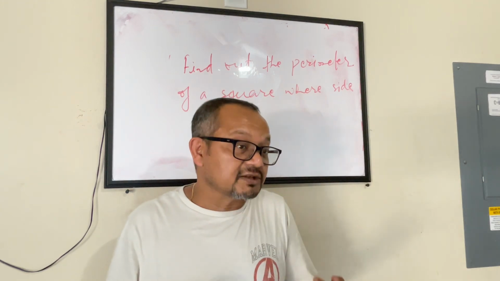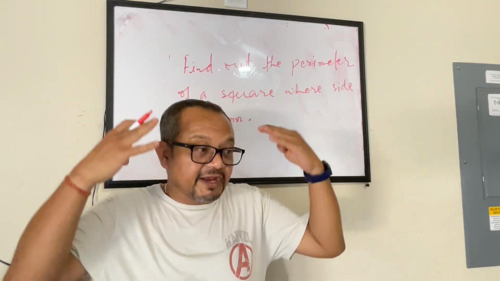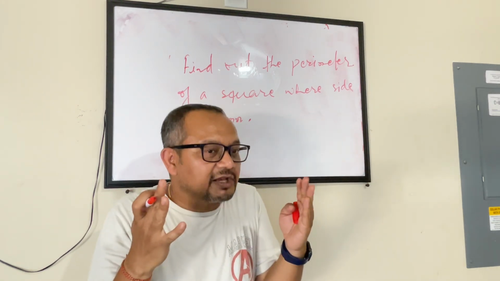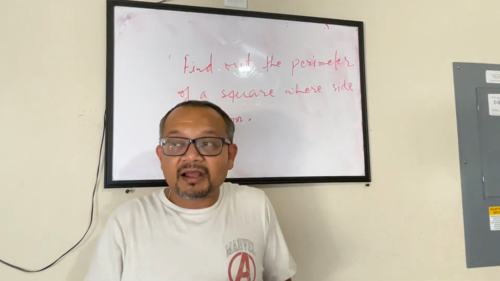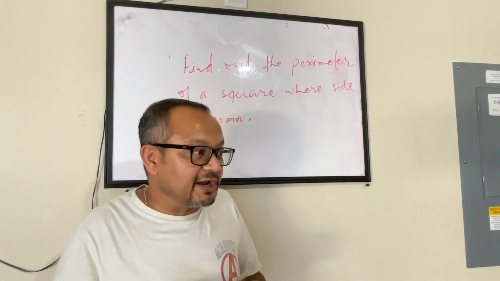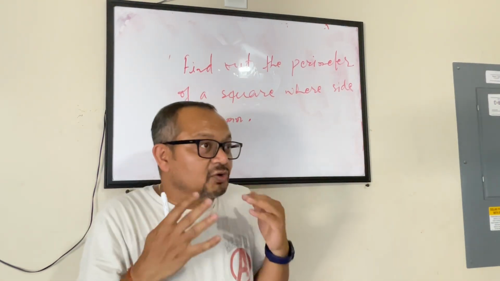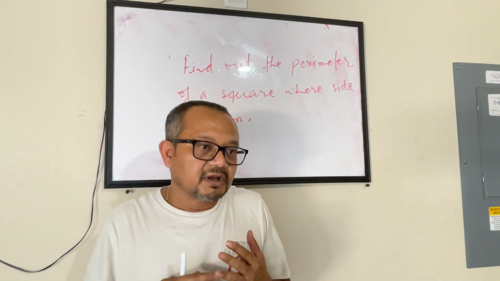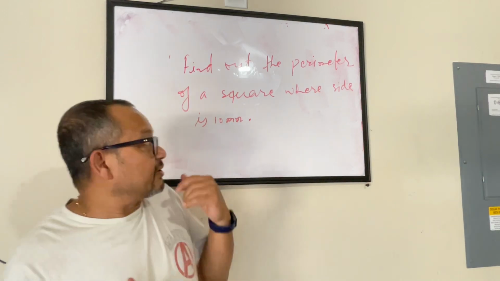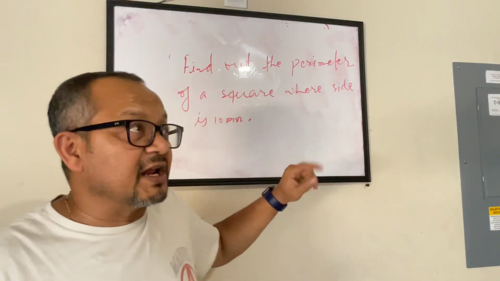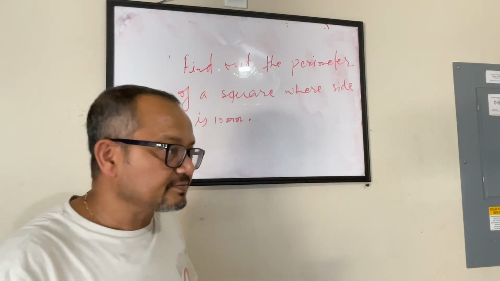Sammy, did you get the same answer? Okay. So again, I'm just trying to relate. I know it might sound a little boring to you guys who already know it, but what I'm trying to inject in your brain is this: if you know the properties of the shapes, and I say find out the perimeter of a square where the side is 10 millimeter.